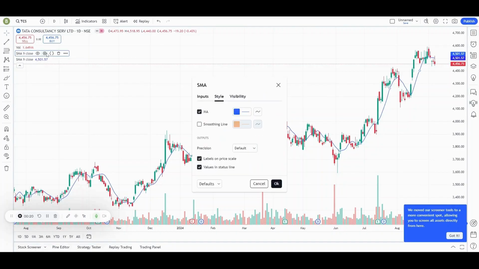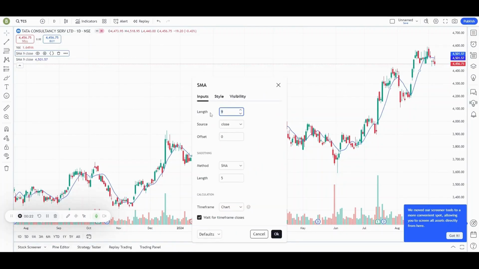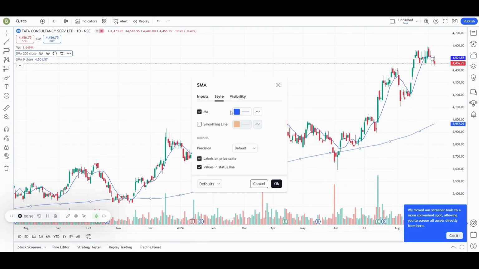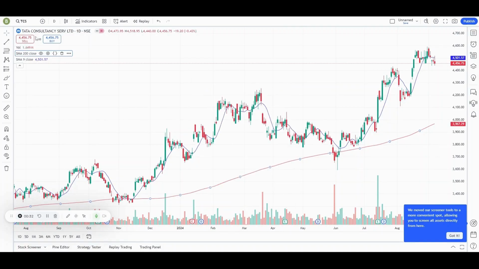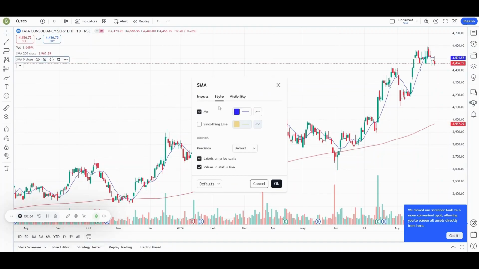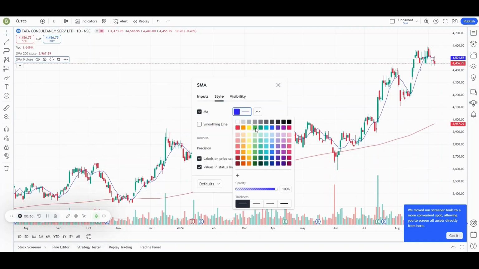Today, we're diving into one of the most popular trading strategies, the Golden Cross. We'll break down what it is, how it works, and I'll show you how to backtest this strategy using real data. Let's get started.